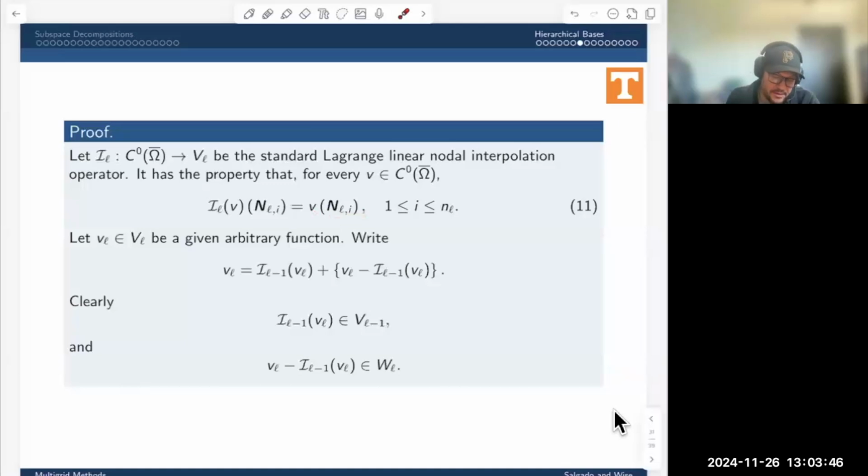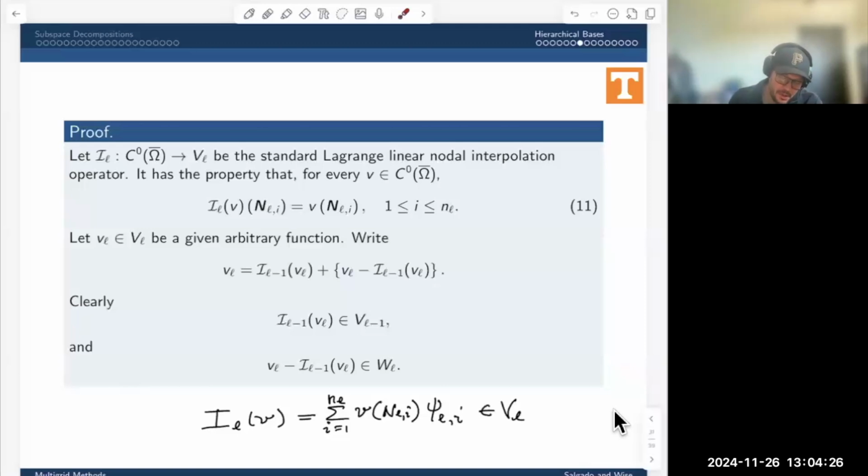So the way we can write this is as follows. IL V, so we could write it as VL, I guess, V or VL. This is equal to a sum. How many degrees of freedom are in level L? NL. So it's I equals 1 to NL, V at the nodes NLI, times the nodal basis function psi Li. So this gives us a new function that is in the space VL. That's how the nodal interpolation operator works.